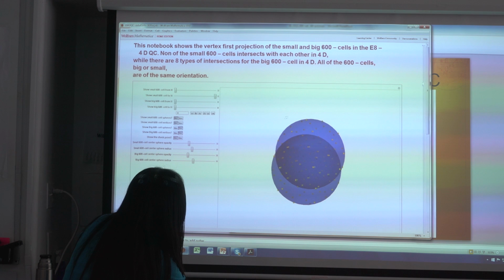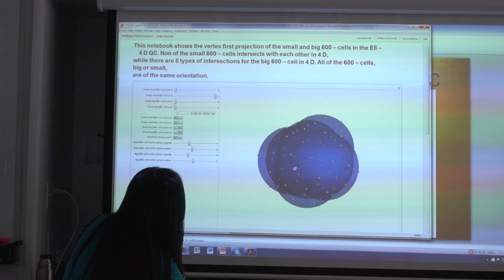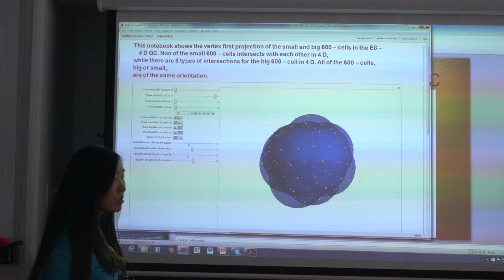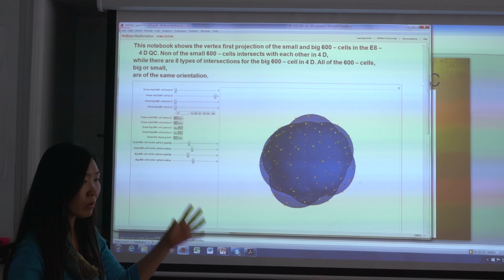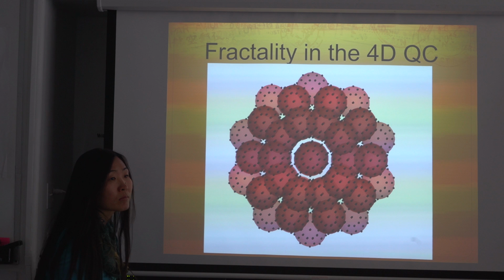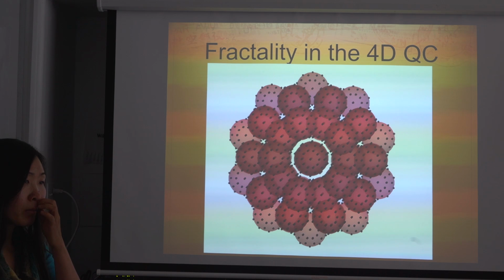So you can see they intersect in many different ways, eight different ways. Do you think the eight are distinct? These all might be the identical intersection. No, I'm showing all of them, all of the big 600 cells. So they have different distances between their centers, and that classifies the intersection.